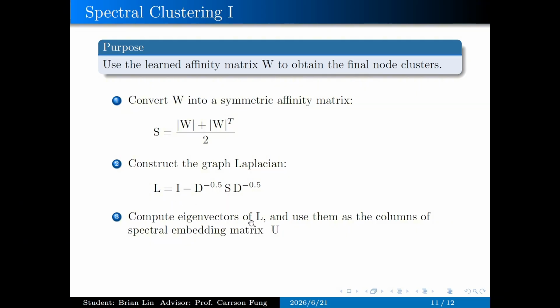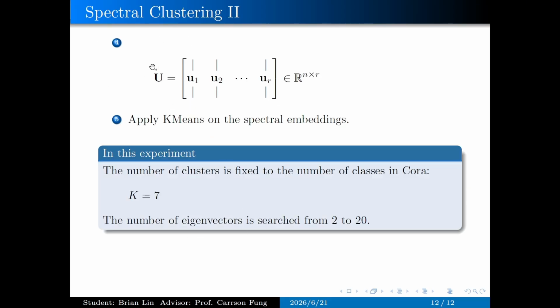After we get this L matrix, we compute its eigenvectors and use them as the columns of the spectral embedding matrix U. The format is just like this: U is equal to the first column U1 and so on up to UR. We apply k-means on this matrix to get our final node clusters. In this experiment, because the number of classes in Cora is 7, we set the number of clusters to 7. The number of eigenvectors is searched from 2 to 20.